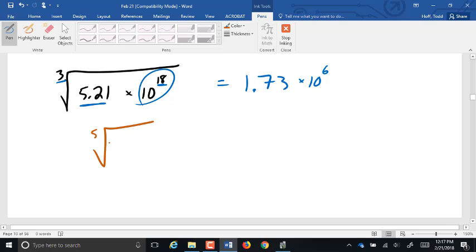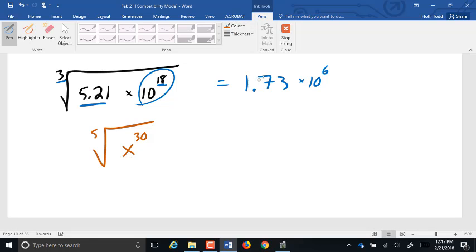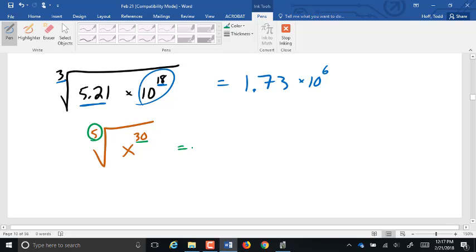If I have the 5th root of x to the 30th, to take that 5th root of the power, it is 30 divided by the index of that root. So that would be x to the 6th in that case.